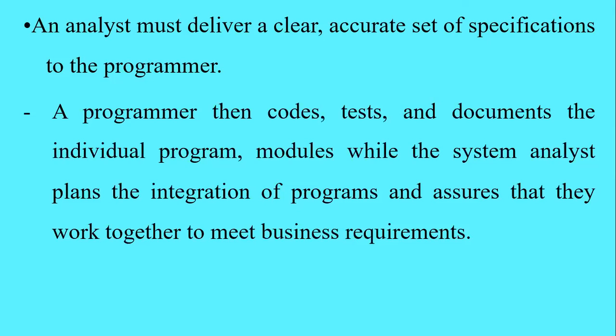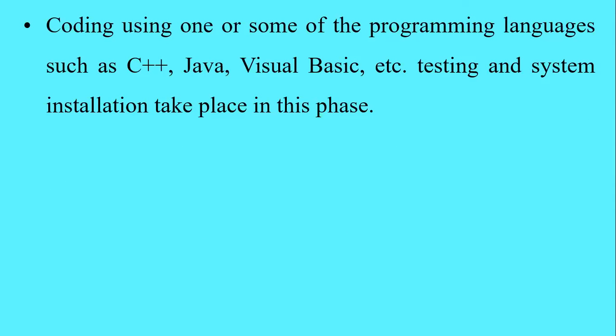A programmer then codes, tests, and documents the individual program modules, while the system analyst plans the integration of programs and assures that they work together to meet the business requirements. Coding using one or some of the programming languages such as C++, Java, Visual Basic, amongst others, testing and system implementation take place in this phase.